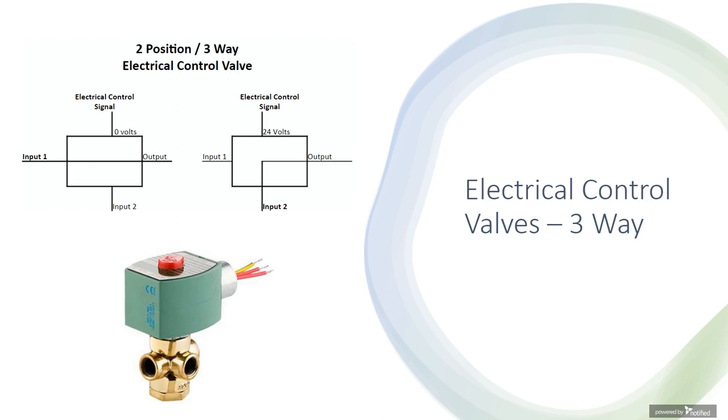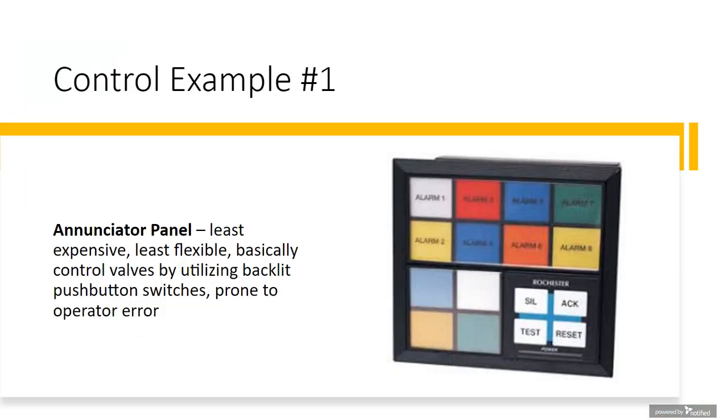So once again, just like the two-position, two-way valve, this being a two-position, three-way valve, it has two states. The state with no power being applied, and then the state with 24 volts being applied. So these are the two types of valving we'll be using in the upcoming approaches that I'll discuss. There are all types of other solenoid valves as well, but this is what we'll be focusing on.